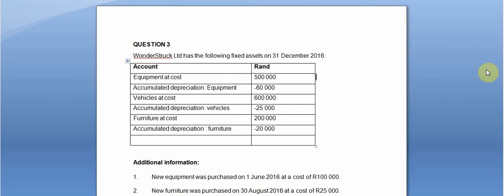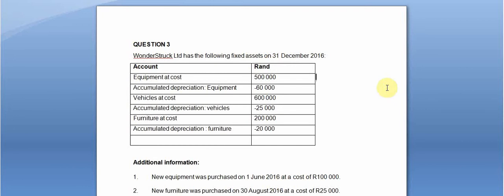Today I just want to explain another PPE question as requested, and this one is called Wonderstruck Limited. We can read together. It's question number 3. It says Wonderstruck Limited has the following fixed assets on 31st December 2016. And there you will find that they have listed for you an account as well as a rand value.